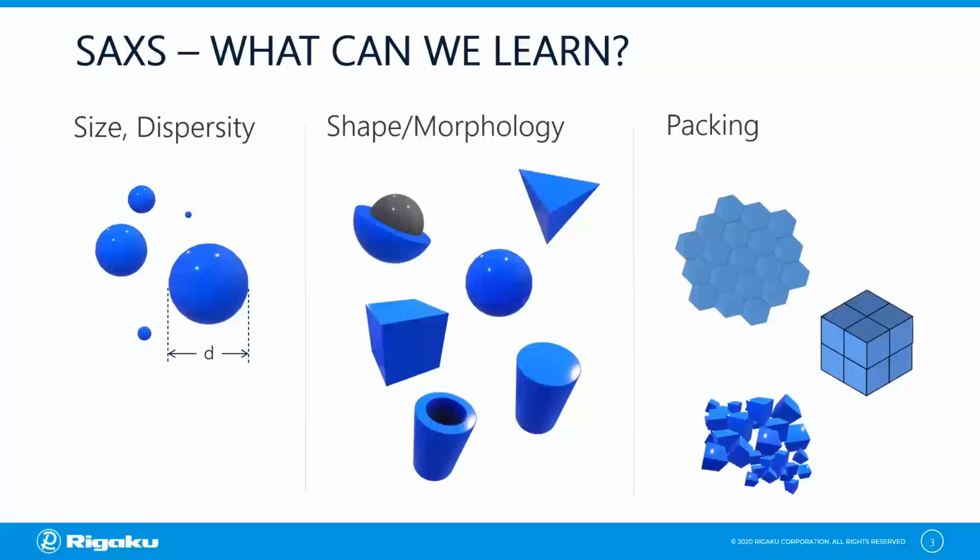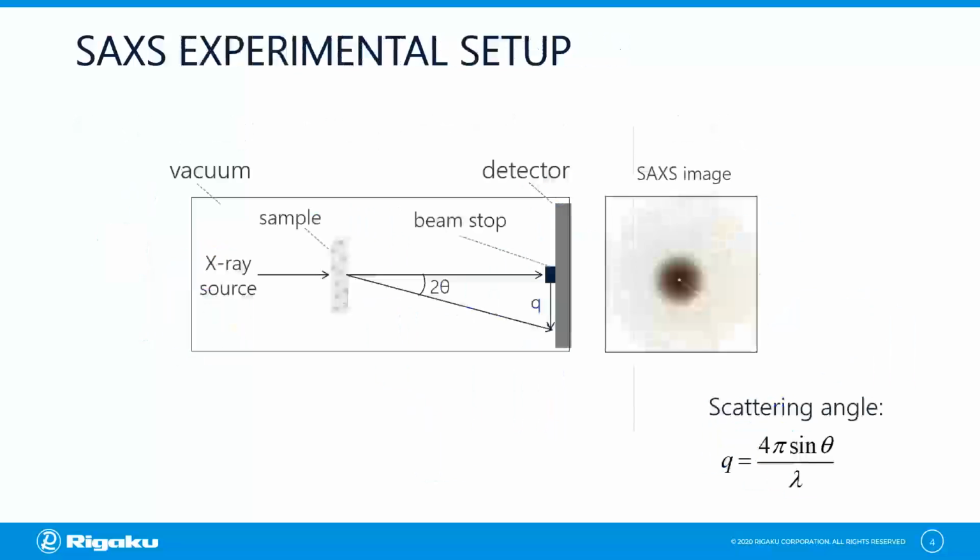And additionally, SAXS is going to provide information about protein interactions and packing. So are these things ordered packing? Are they disordered? Or for example, are they crystalline? So we can get a lot of information about packing if we want to do so.